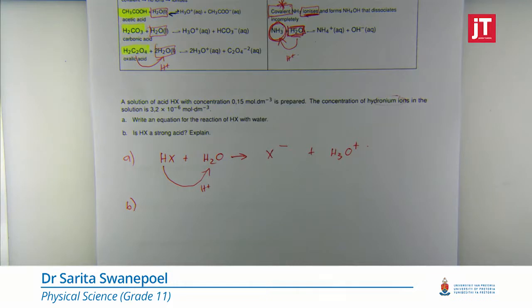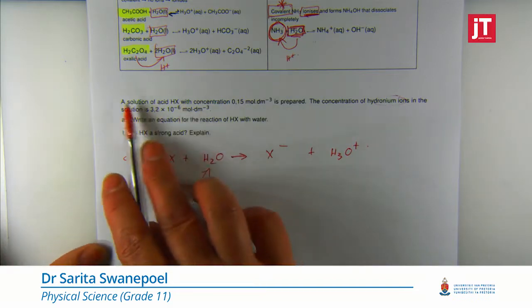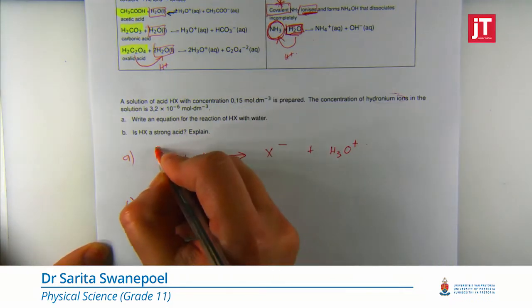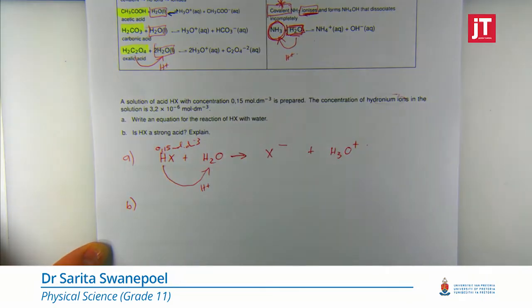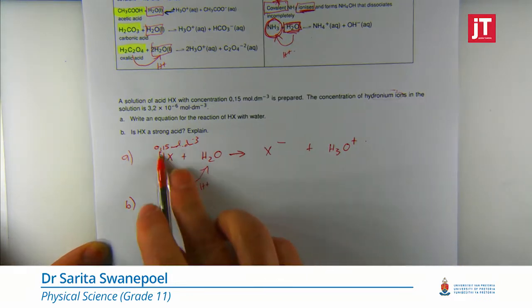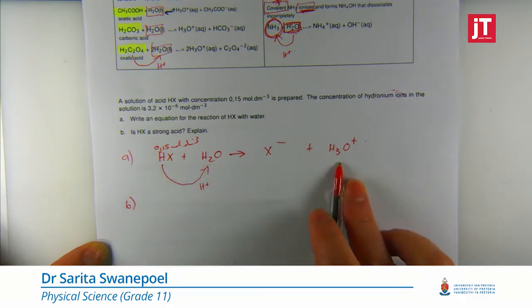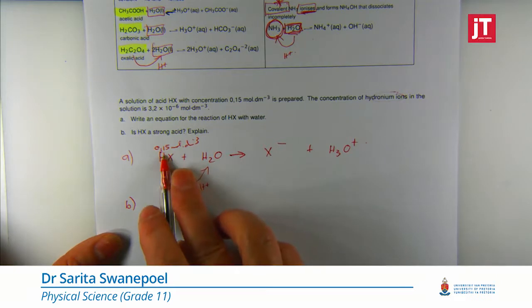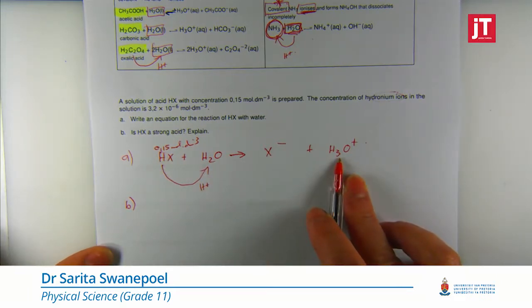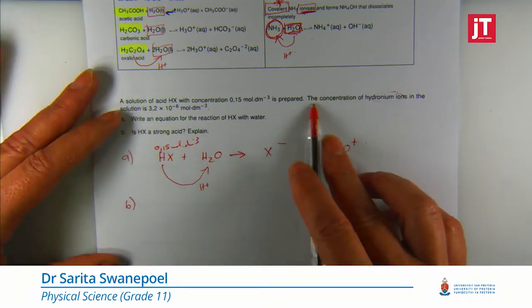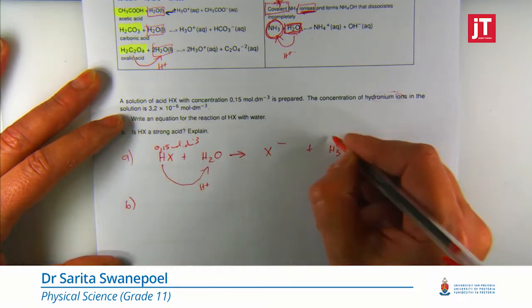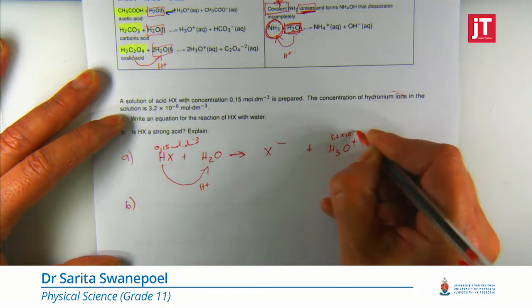Now X is not something you know, right? This is just a hypothetical acid. But what they tell you is they made a solution of 0.15 moles per cube decimeter. Right. If it is a strong acid, it must ionize completely. Right. If it's strong, every single one that you put into water must give you an H. So if this was strong, how many H3O plus did you expect? 0.15. And what did they get? The concentration of the hydronium ions in their solution is only 3.2 times 10 to the minus 6.